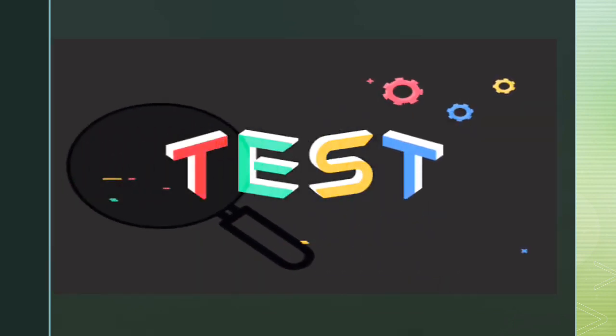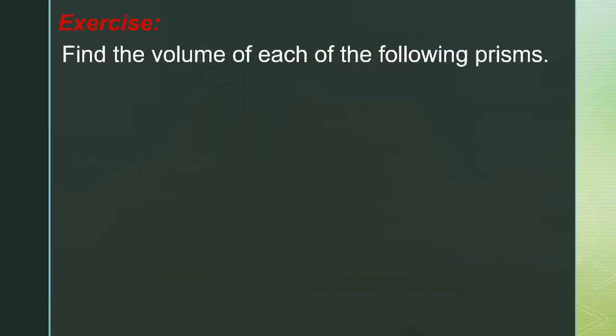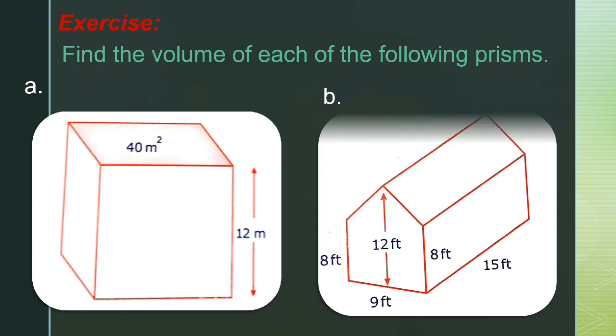Let's try this one. Find the volume of each of the following prisms. We have letter A and letter B. Okay, try to answer this one.